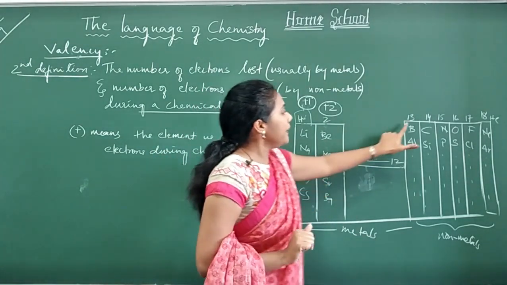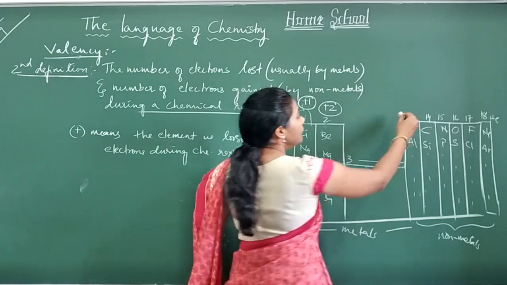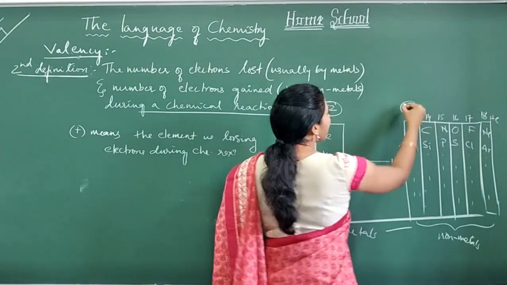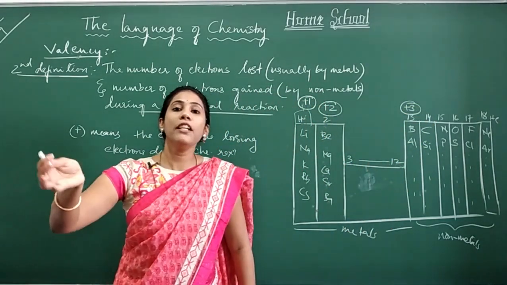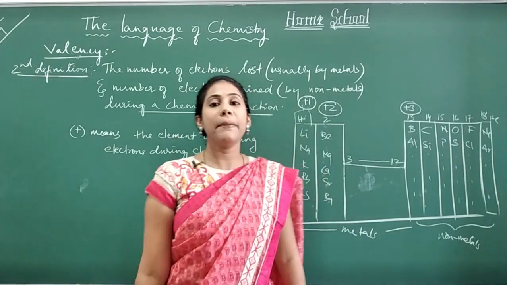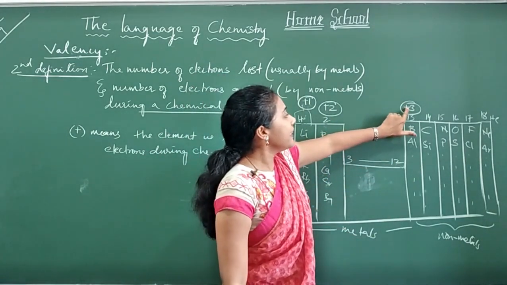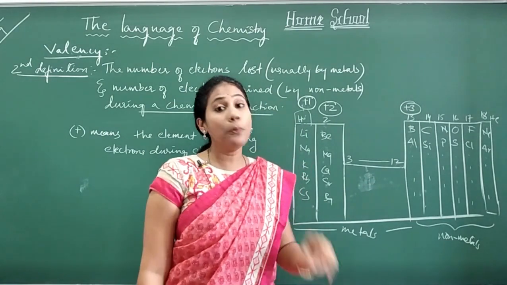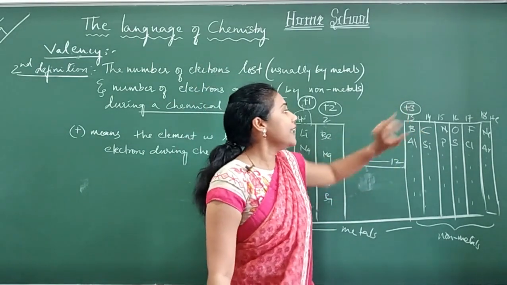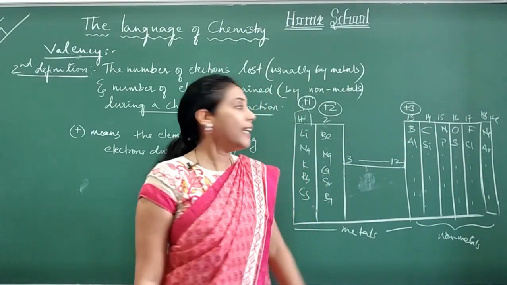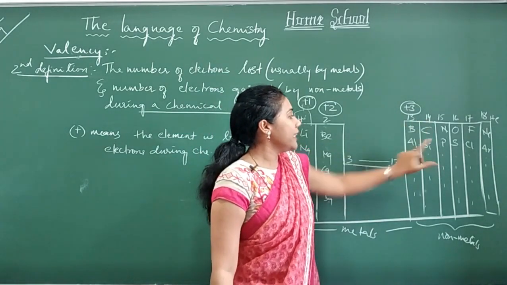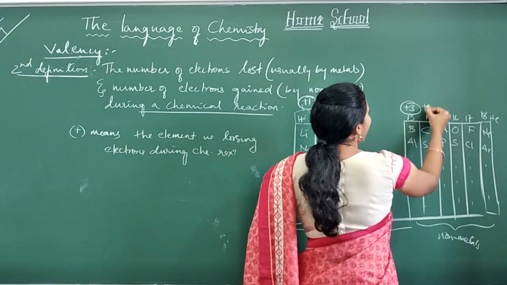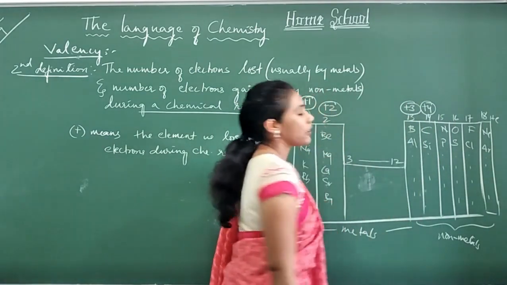Coming to the group 13 elements, they have a valency of plus 3. These also will lose electrons during a chemical reaction. That is why it is indicated with the plus sign. How many electrons will they lose? 3 electrons they will lose. And coming to the 14th group elements, you know they have a valency of plus 4.